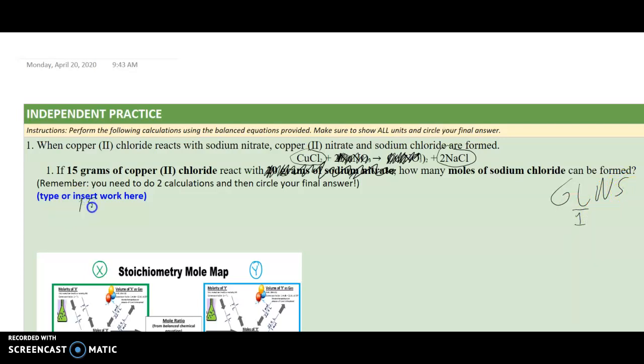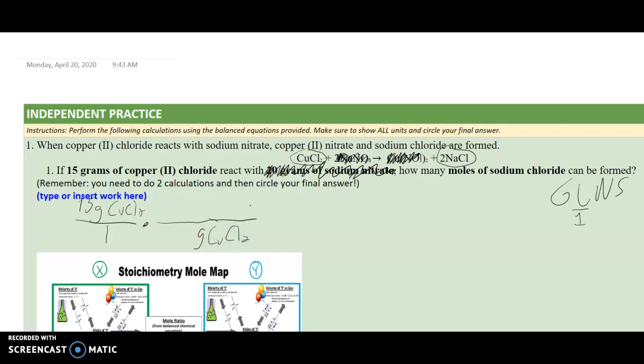So, 15 grams CuCl2 over 1. Nice start. So you can either follow the mole map, or you just have to know that grams of this will then be on the bottom. Grams of CuCl2.